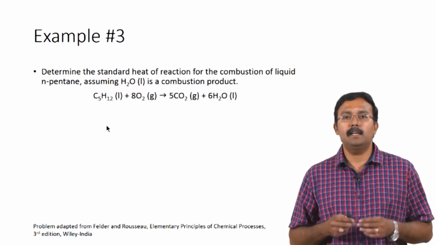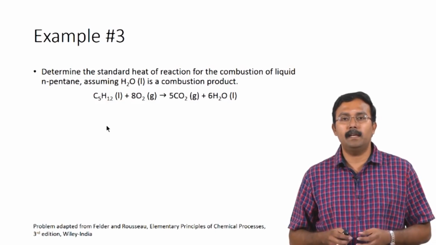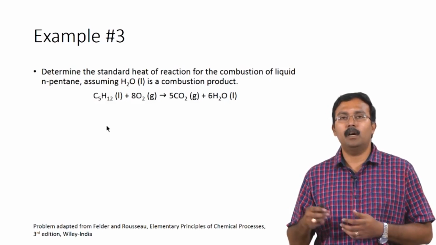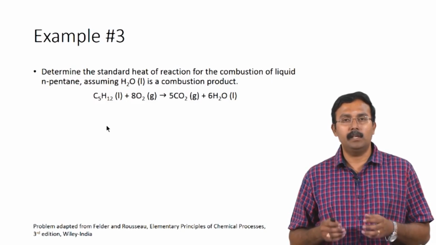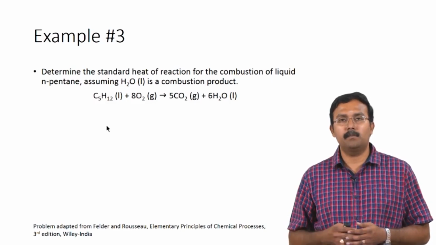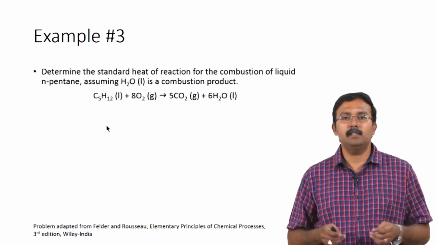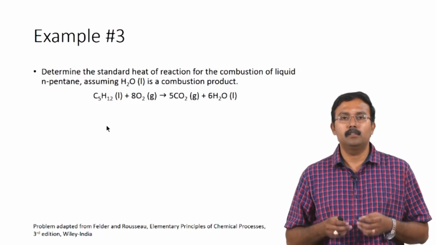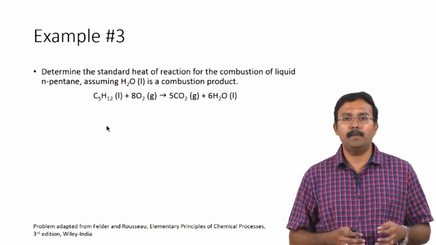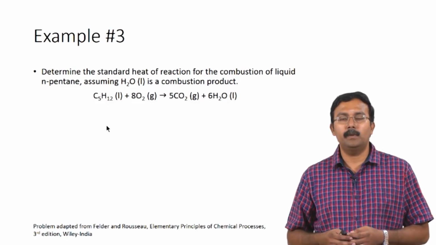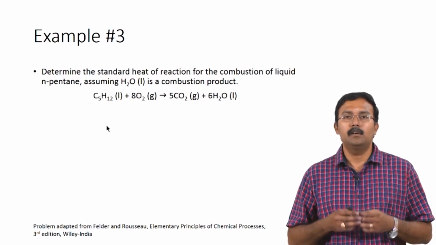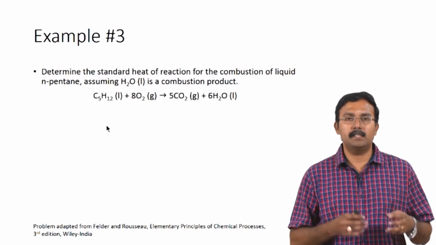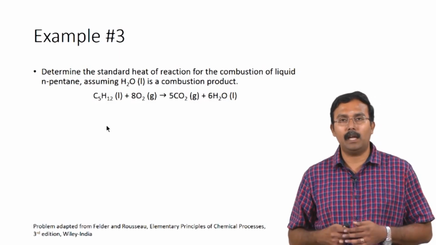You are asked to determine the heat of reaction for combustion of liquid n-pentane, assuming liquid water is a combustion product. You might usually have water vapor as the combustion product. However, here they have given explicitly that liquid water is the combustion product, so that we can find the standard heat of reaction for this reaction using the standard heats of formation. So, we need to know the heats of formation for n-pentane, carbon dioxide and liquid water, and we can directly use these values and perform the calculations to identify the heat of reaction. While we do that, we will verify if Hess's law is obeyed as we do the calculations.